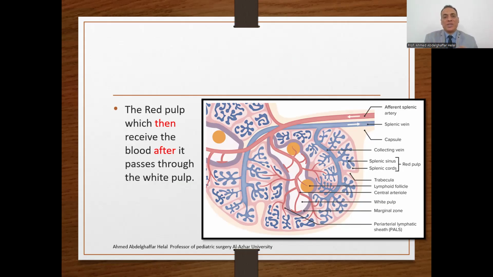And the T cell will start a cascade of activating cytokines, activating the B lymphocytes, and then antibodies will be formed, and there is opsonization or tagging of this virus or bacteria, and identification by other immune system cells, by the macrophage, to engulf this virus or bacteria and to be destroyed inside the spleen. So here, the red pulp will receive the blood after it passes through the white pulp. Very important.